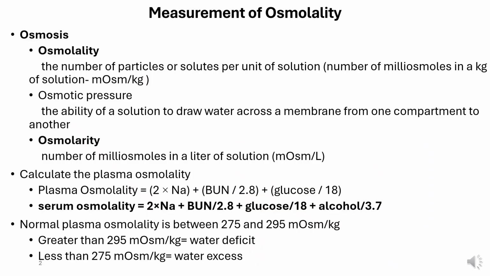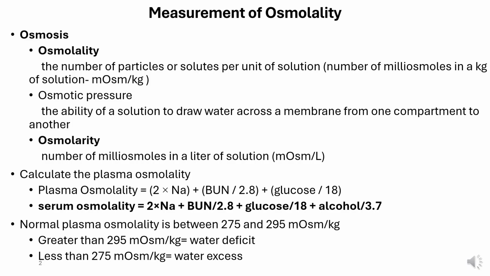Measurement of osmolality. Osmosis has a couple of concepts we need to know. Osmolality is the number of particles per unit of solution; we use a kilogram of solution. Osmotic pressure is the ability of a solution to draw water across the membrane from one compartment to another. Osmolarity is the number of millimoles in a liter of solution.